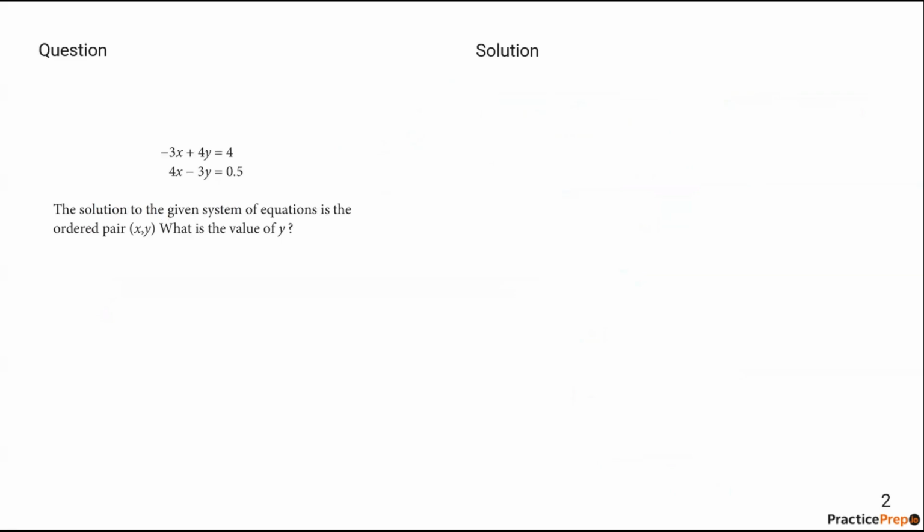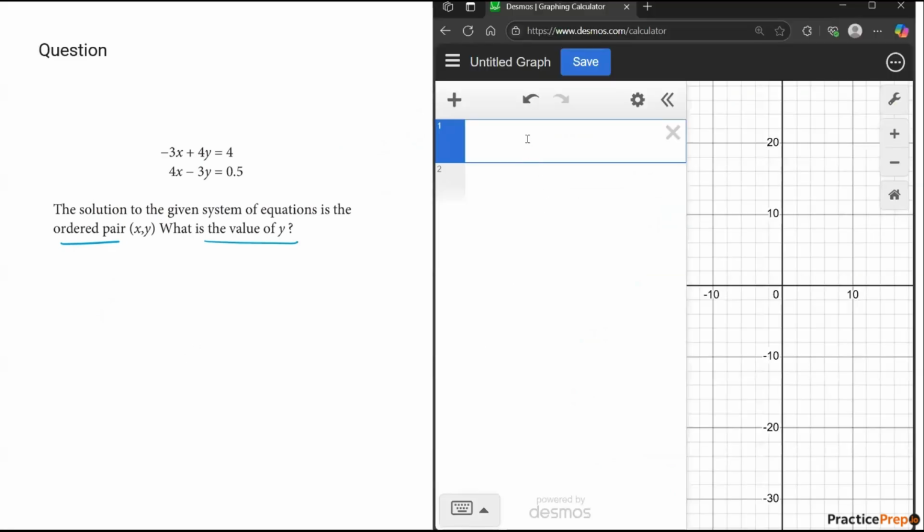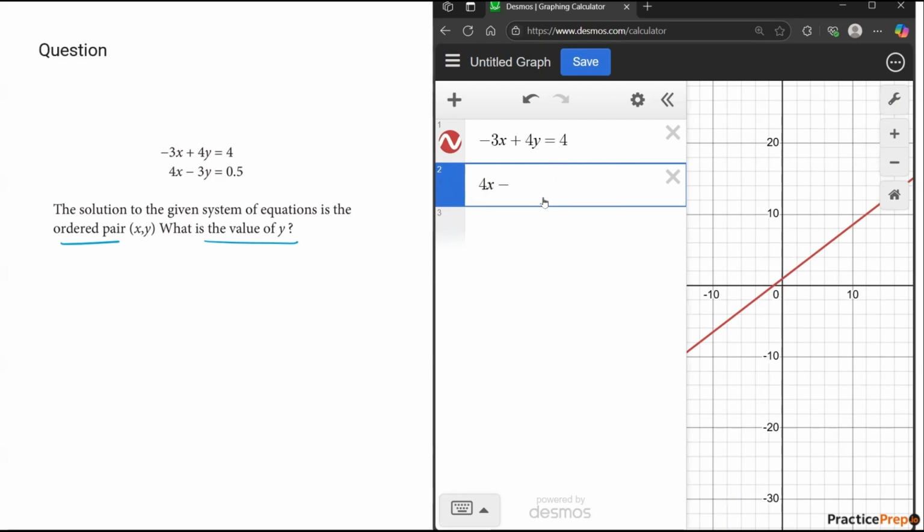Here's a similar question. The solution to the given system of equations is the ordered pair x comma y. What is the value of y? Well, let's take a look at how we can solve this on the Desmos calculator. I suggest using your keyboard on your computer while using Desmos calculator. I do not suggest taking the SAT with an iPad or a tablet because this is not convenient. Since when you're typing the equations in a Desmos calculator, you can quickly use the keys on your computer or the keyboard. It is way, way more convenient.